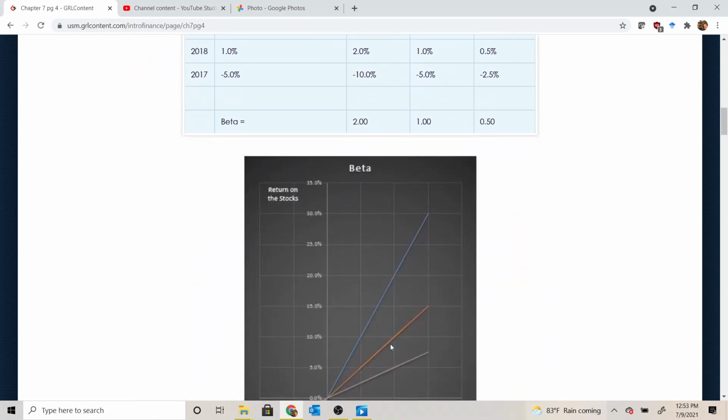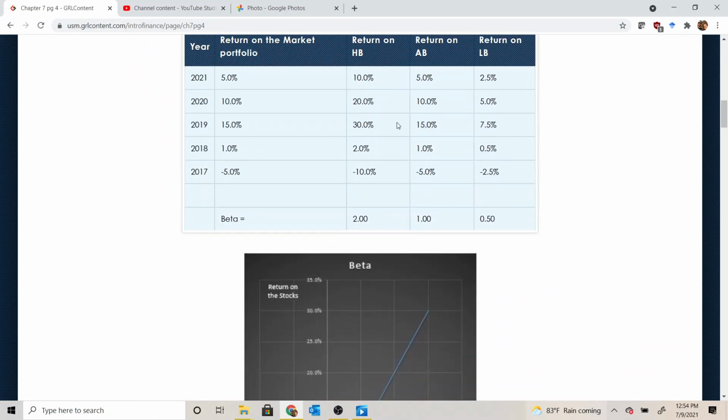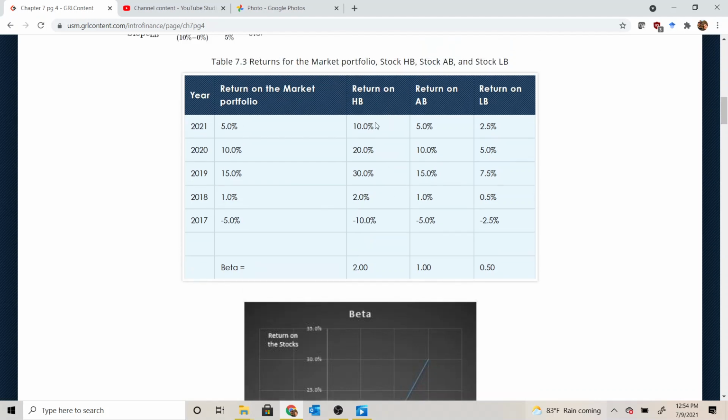And there are a few examples where we actually chart it out and map out different betas, where we have one stock that we call HB for high beta. We've got a theoretical market portfolio here, the returns on it. Say in 2021, it's 5%. Our high beta stock, its return was 10% in that same year. In 2020, our return on the market portfolio, again a theoretical portfolio, was 10%. The return on our high beta stock was 20%.